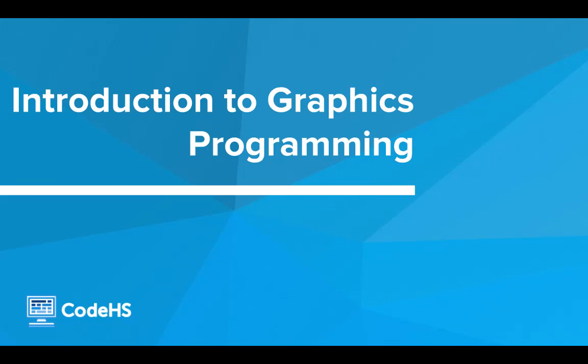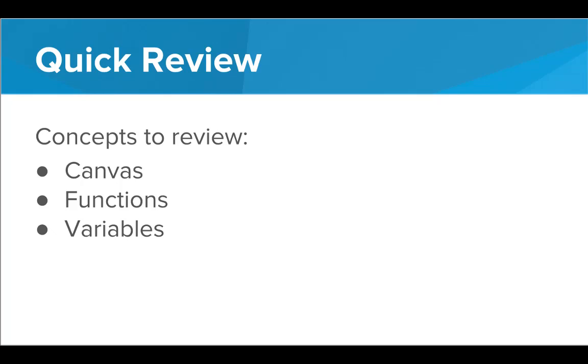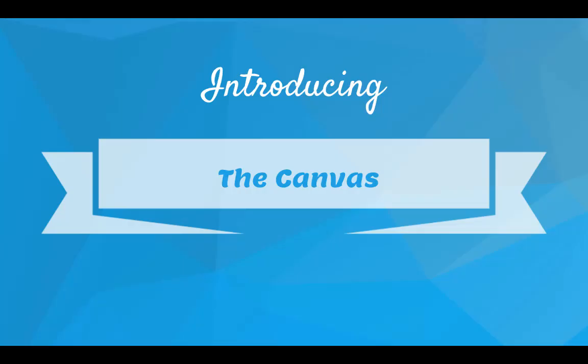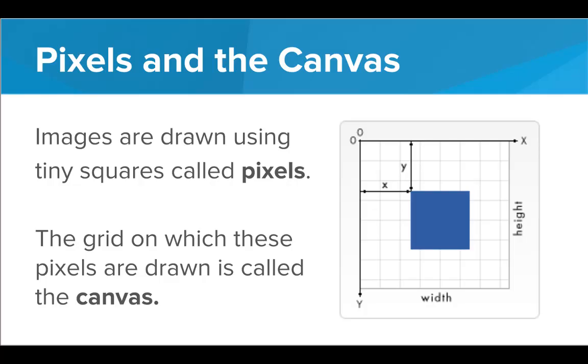Hi, in this video, we'll be learning how to code a bouncing ball simulation using physics. Although we're assuming you know some of the basics of JavaScript programming, we'll do a quick review to get you up to speed. Some of the topics we'll be reviewing include the canvas, functions, and variables. One of the big questions we'll be answering in this lesson is, how can we draw objects on the screen in JavaScript? Let's review the canvas.